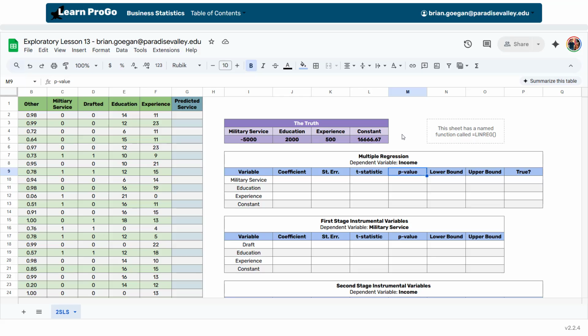These are often referred to as the never takers, the always takers, the sometimes takers, and that's in reference to the treatment. Will they take the treatment?